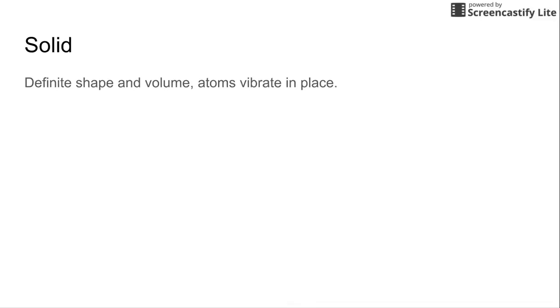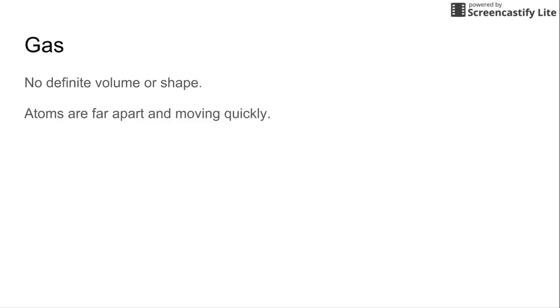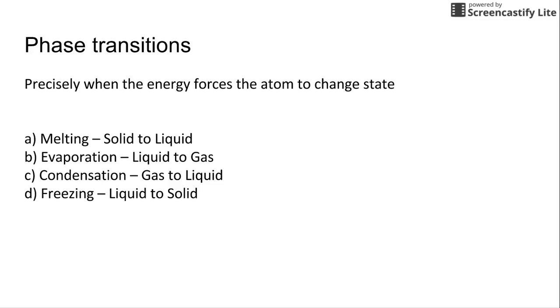A solid has a definite shape and volume, and like I said, atoms vibrate in place. A liquid has a definite volume, but a liquid can take the shape of its container. So it doesn't matter what the shape is, but the volume will stay the same. And the atoms are, again, freely moving around. With the gas, there is no definite volume or shape, and the atoms are far apart and moving really quickly.